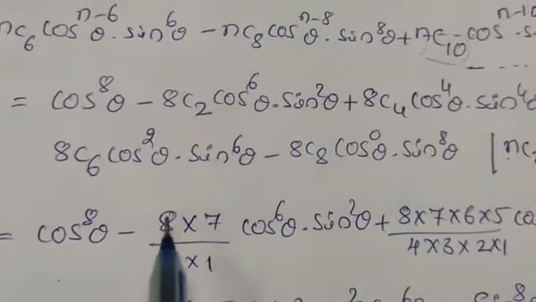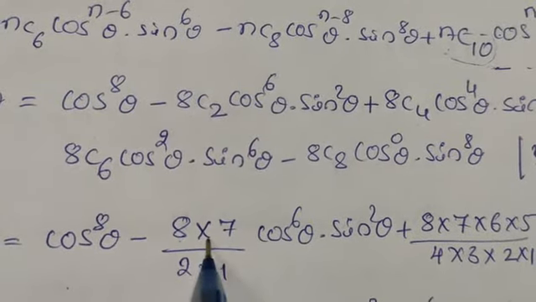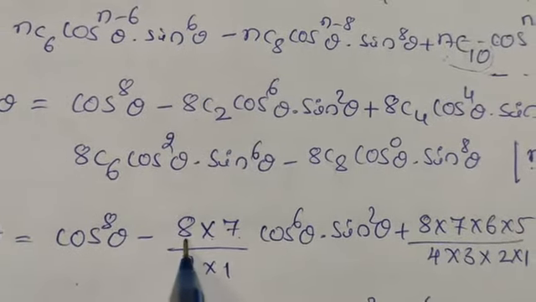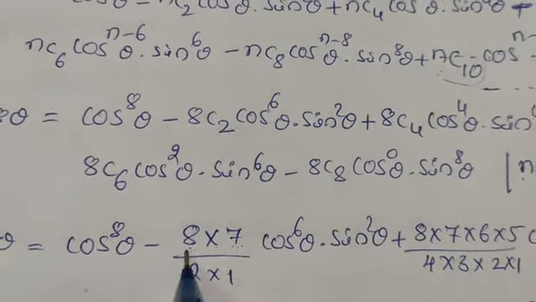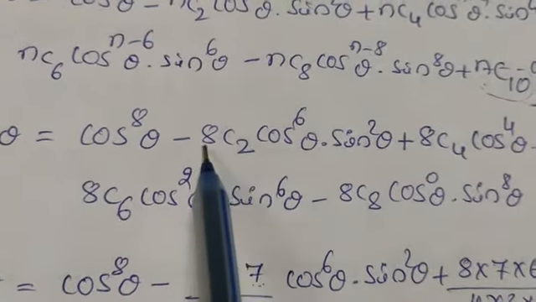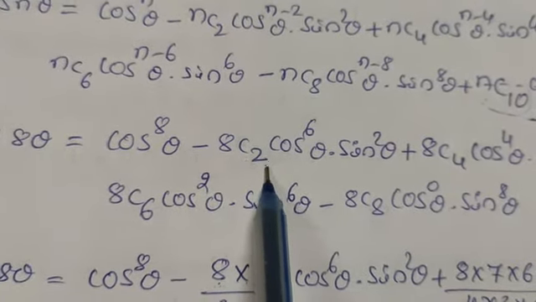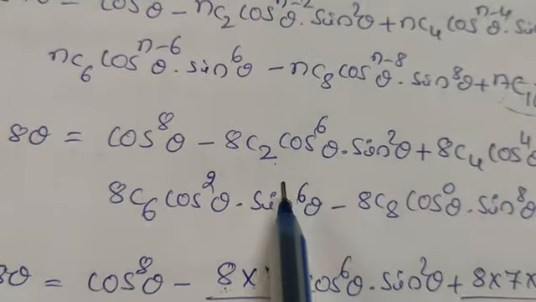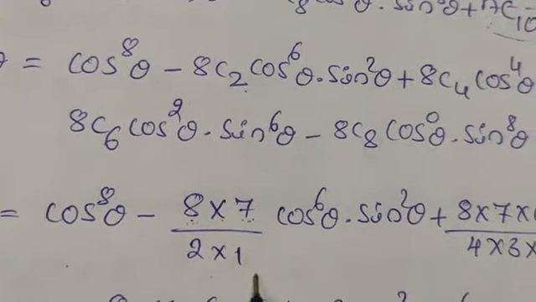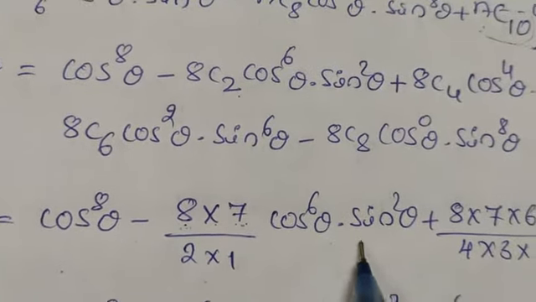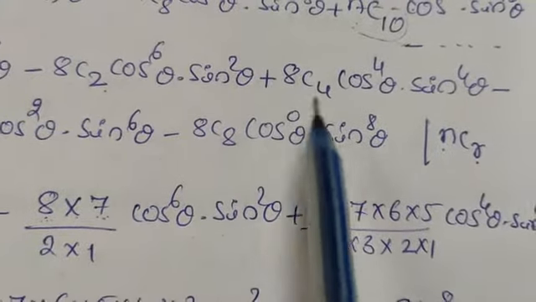So here this 8c2 can be written as 8 into 7. That is 8 into 8 minus 1. Only 2 terms you have to write here. 8c2 means you have to write only 2 terms starting from 8 and reducing 1 in each term, and divided by factorial 2, that is 2 into 1, cos raised to 6 theta into sin square theta. Then plus 8c4.